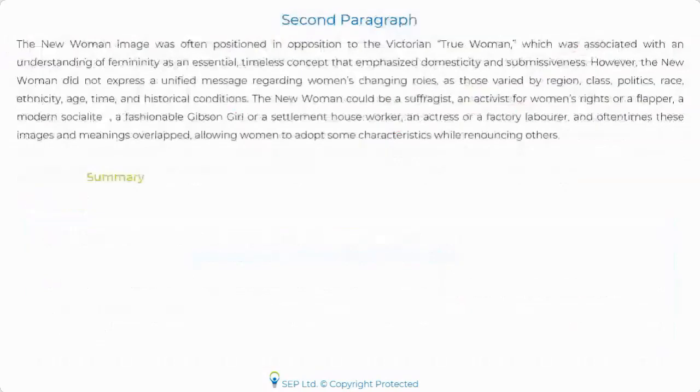All right. Similarly, if we look at the second paragraph, it now talks about the comparison of the new woman with an older version, that is the Victorian true woman. If you again read here, the new woman image was often positioned in opposition. Often positioned in opposition should not be taken to mean it was the opposite of. I've often come across students reading this as, true woman was the exact opposite of new woman. No, it was often seen in contrast to the new woman, but otherwise we can't say that it was the exact opposite. So the new woman image was often compared to the Victorian true woman.